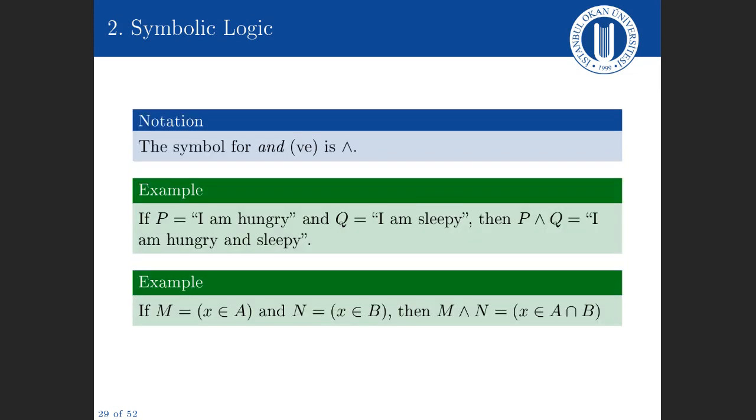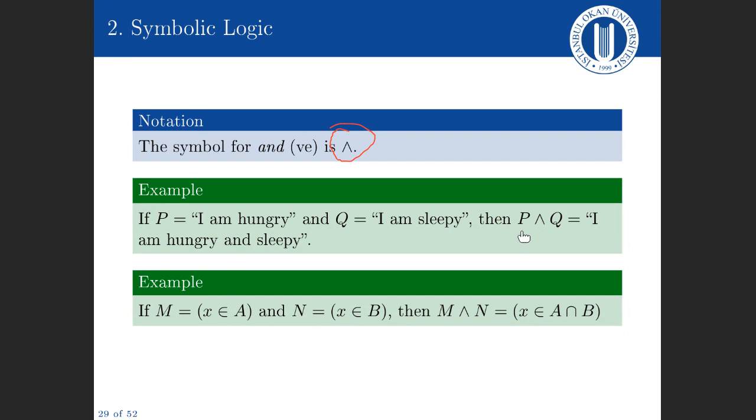The symbol for AND is this upside down V. Same symbol that we used for OR, except this one is now upside down. For example, if P is the proposition I am hungry, and Q is the proposition I am sleepy, then P and Q is the proposition I am hungry and sleepy.